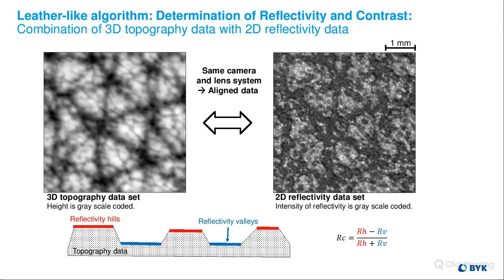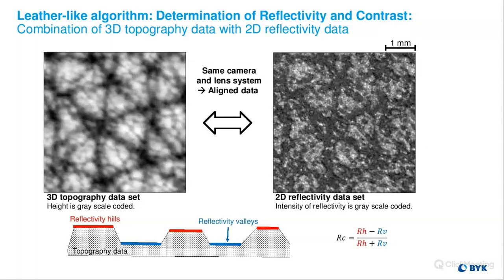And how do we determine this value? So here we see, let me pull it up here. Here we can combine the 2D reflectivity with the 3D topography data sets. Since we measure with the same optics in the same spot, every pixel can then be paired with a certain height value. And then you can combine this with the respective reflectivity value, and then that can give you your RC value based off of the calculation on the right.